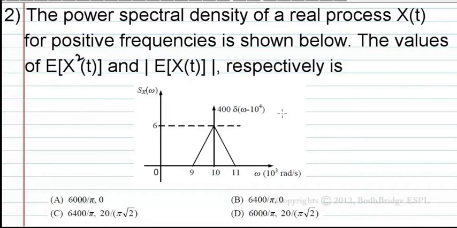In the question he has given the power spectral density for the positive frequencies and he is asking what is the expected value of x square t and mod expected value of x of t. First of all, see this. He has given it is a real process x of t. Means what? For a real process x of t.